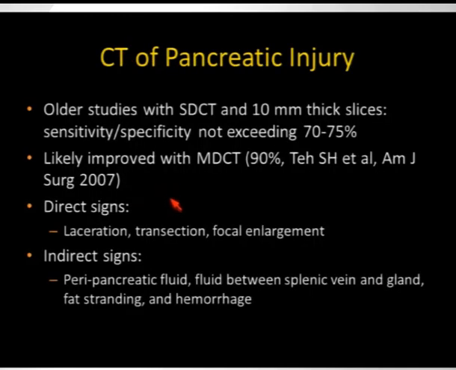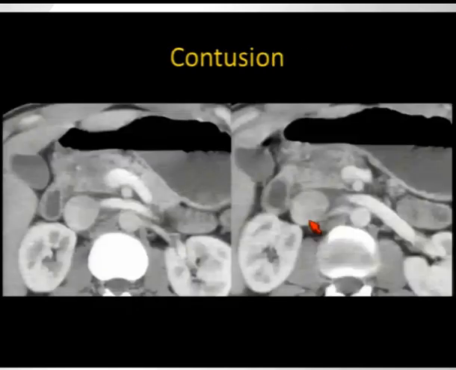How good is CT for detecting pancreatic trauma? Older studies with thicker slices describe sensitivities of about 60 to 75%. More recent studies, and there's even more recent data now, suggest that the sensitivity approaches 90 to 95%. So how do we classify these injuries? It's very similar to other solid parenchymal injuries of abdominal organs.